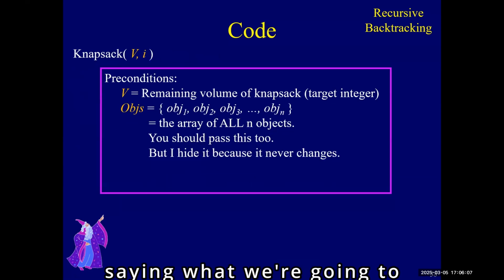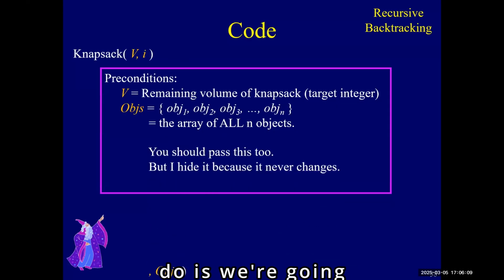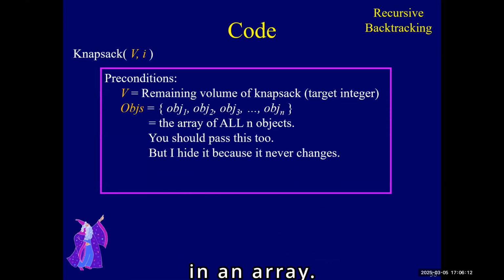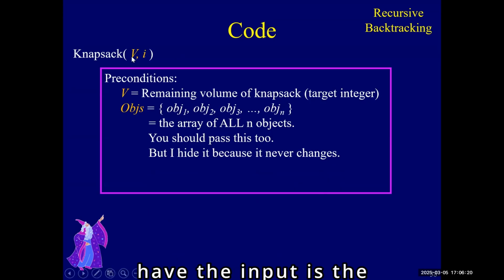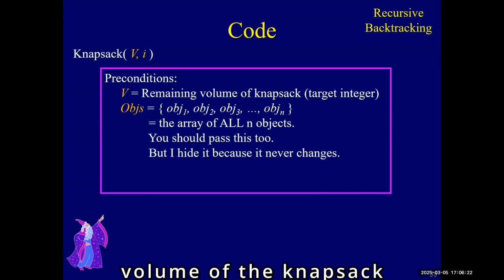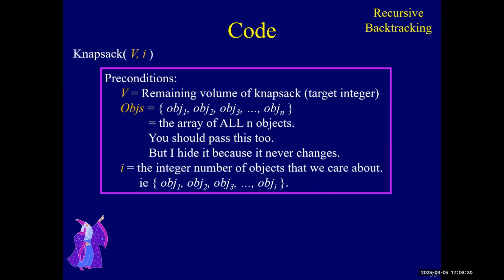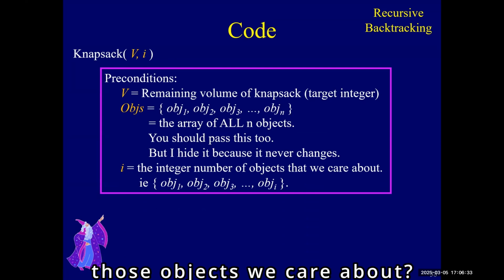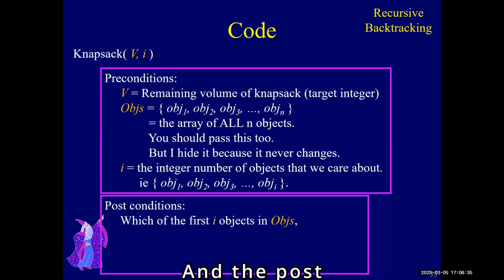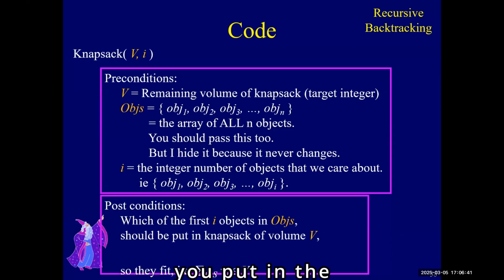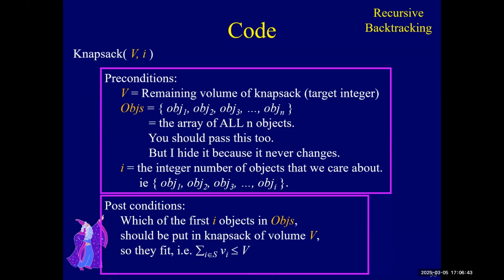So this is just saying what we're going to do is we're going to have all the objects in an array so that we don't have to be passing them in and out. And the subinstance, we're going to just have the input is the volume of the knapsack and how many objects that you're considering in the knapsack, right? Right, so how many of those objects we care about. And the postcondition is which of the first objects should you put in the knapsack so they fit, right?